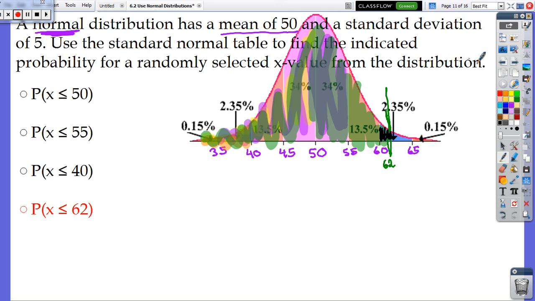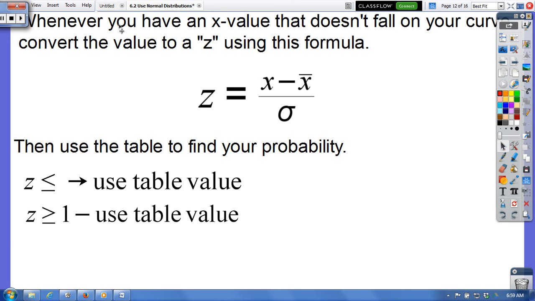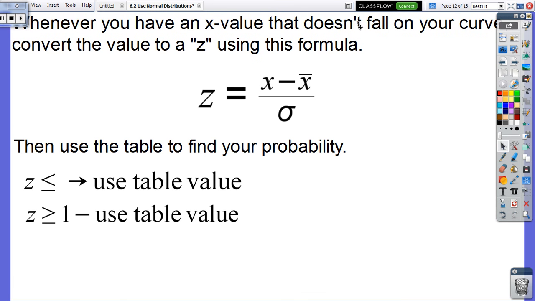Well, whenever this happens, here's where you can start writing, by the way. Whenever you have an x value that doesn't fall in your values for your curve, we're going to convert that value to a z using this formula. Okay, I'll give you a second to write this down. Right, actually, don't write this down. Hold on.